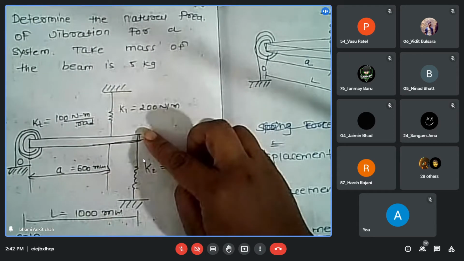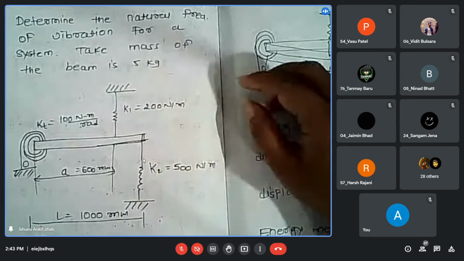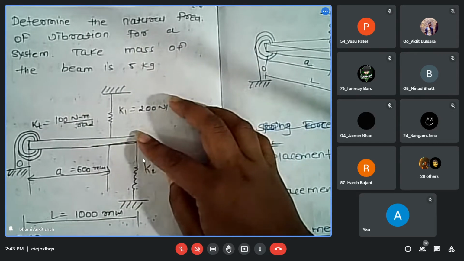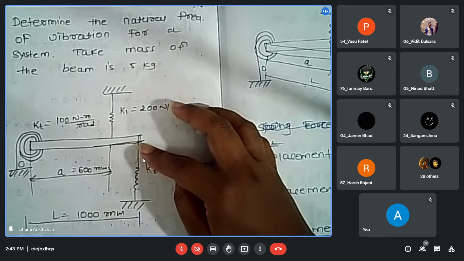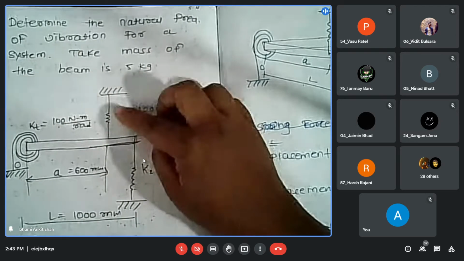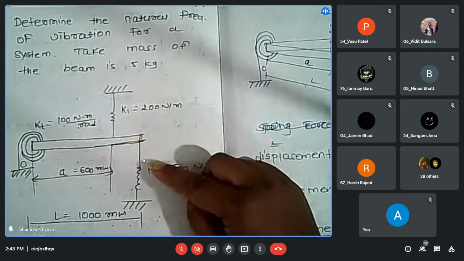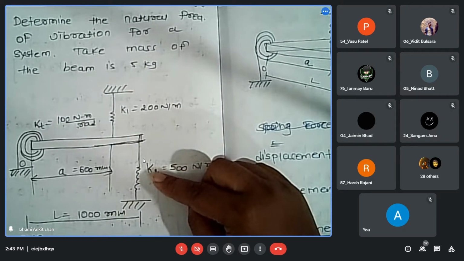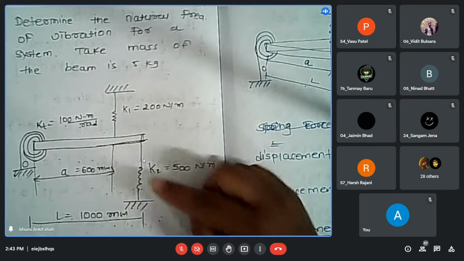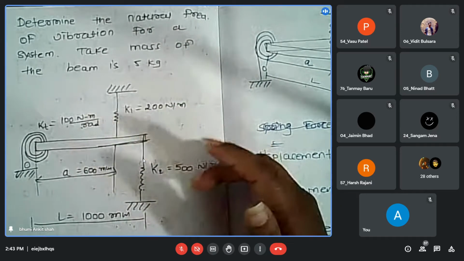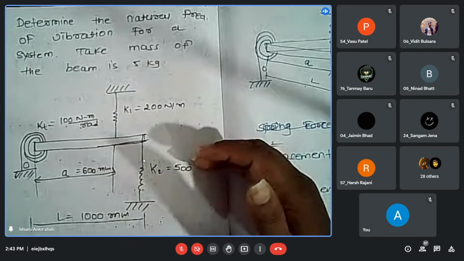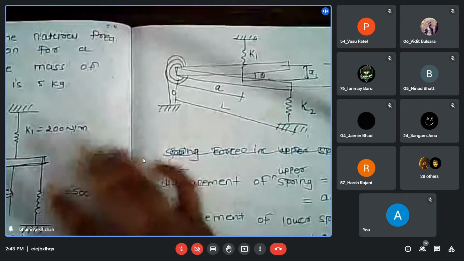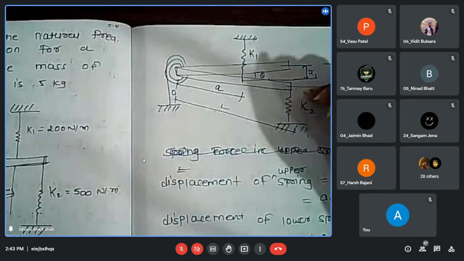When the beam is deflected through an angle, if you disturb this, it will have the angle theta, due to which the upper spring is stretched and the lower spring is compressed. The upper spring will be stretched and the lower spring compressed by the distances x1 and x2 respectively. So this is a diagram when you displace from its equilibrium position.